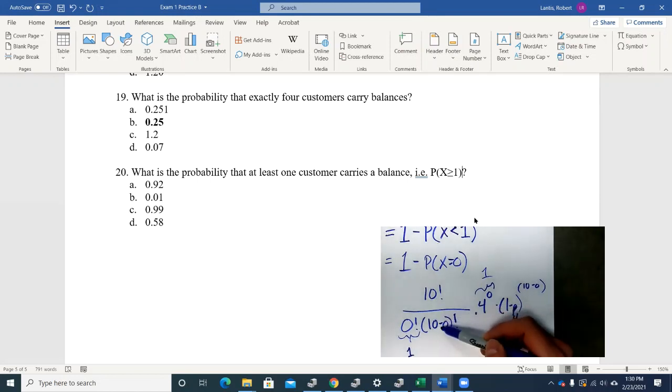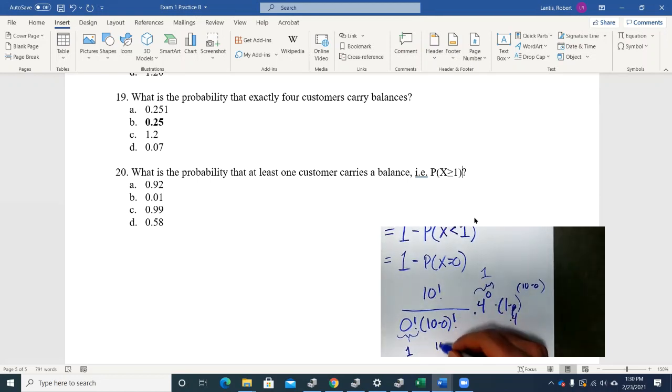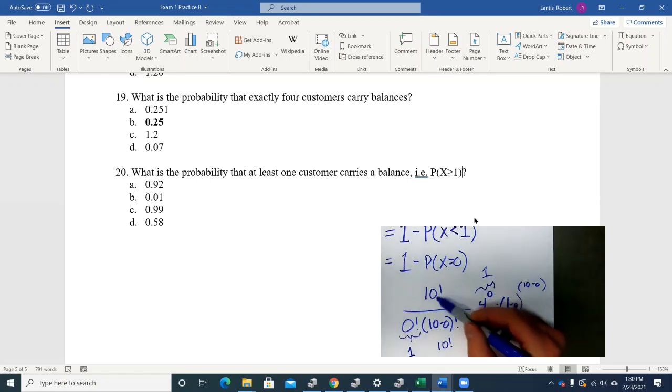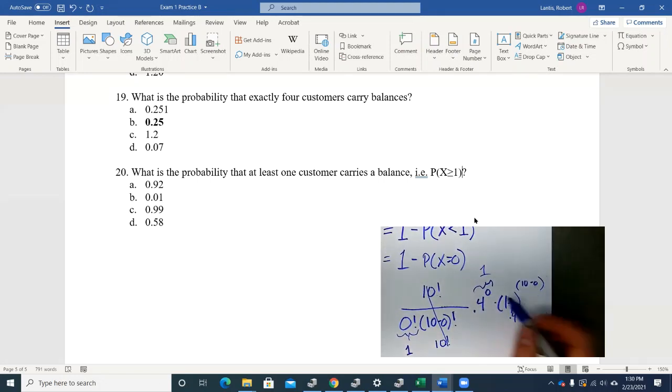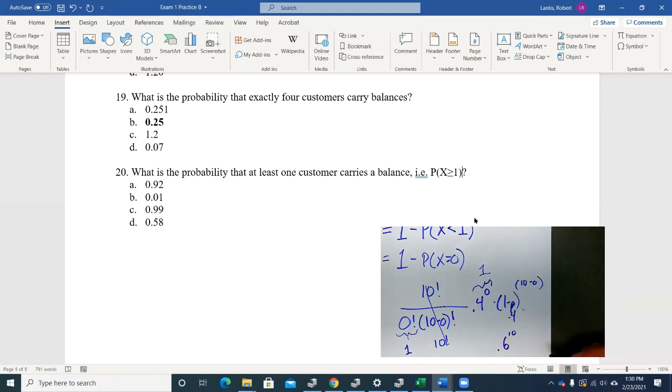And then here, 10 minus 0 is just 10 factorial. 10 factorial over 10 factorial cancels. This whole fraction is just 1. So really all we have to do is take what? We simplify this, 0.6 to the 10th, and that will be our answer.